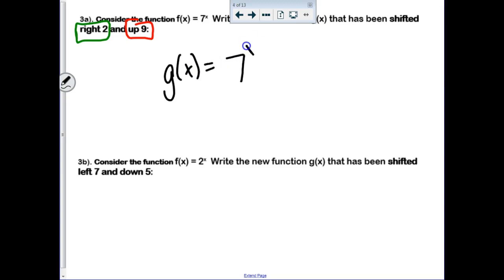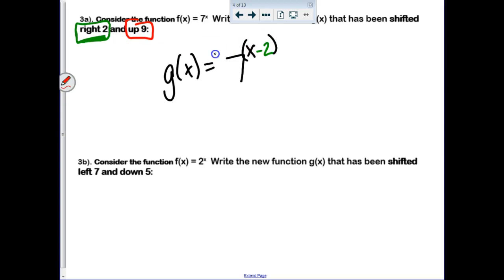Originally it's 7 to the x power, but in order to shift right 2 units, that's going to be looking like that, isn't it? X minus 3 is how we shift to the right. Oh, that's not 2. X minus 2 is how we shift right 2 units. Remember, opposite signs for those. If you want, you could put parentheses around this. You don't need them though.